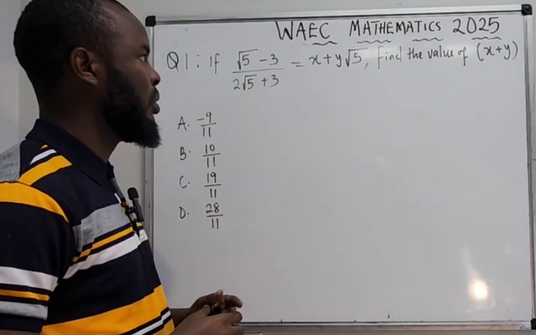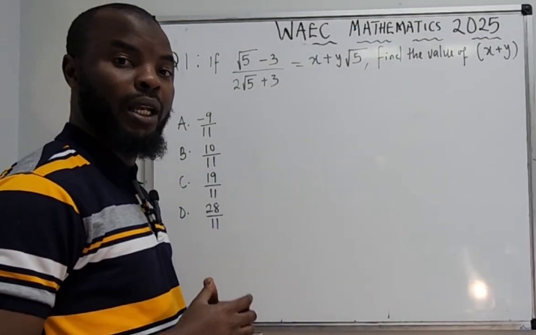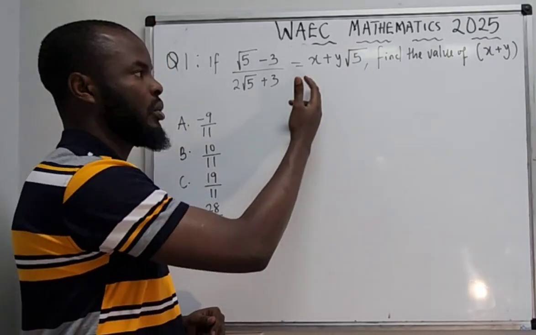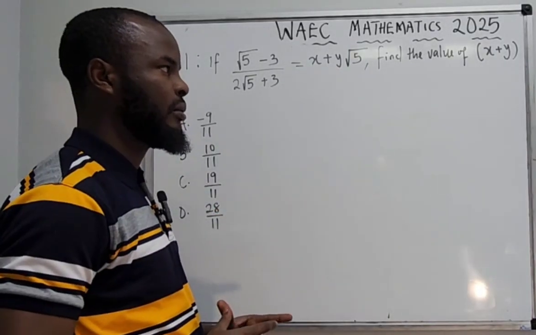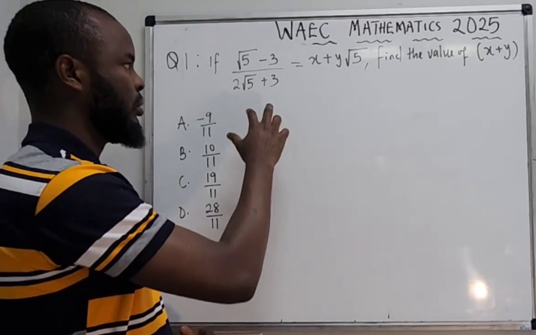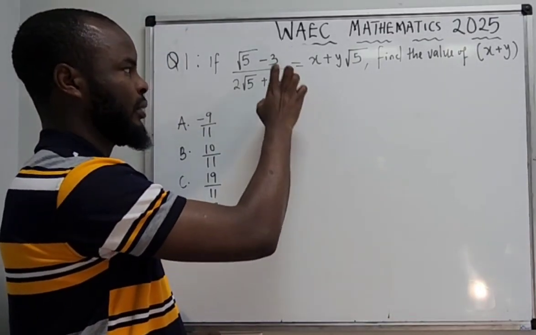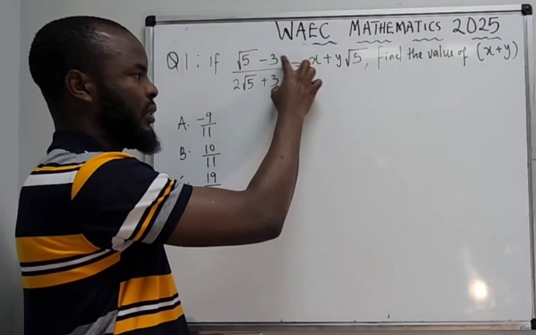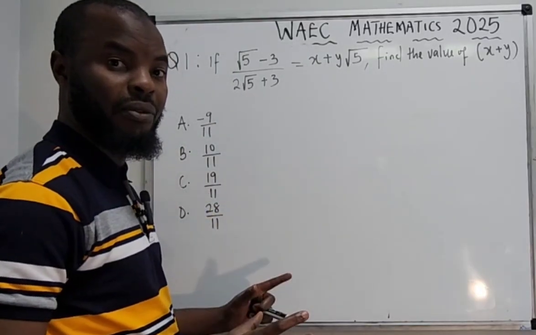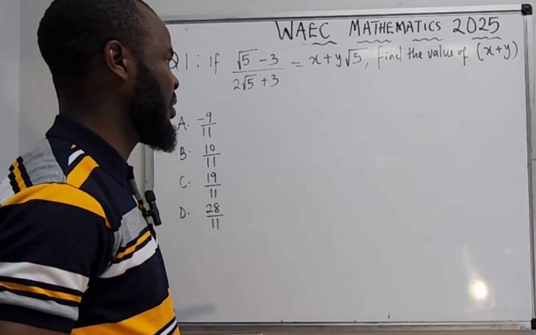This is question number 1 of our WAEC 2025 past question. Now, if we have this equals to x plus y root 5, find the value of x plus y. To do this, don't stress yourself by cross multiplying. What you just have to do is solve the left-hand side and make sure it is equivalent to the right-hand side. And after that, we compare the coefficients together.